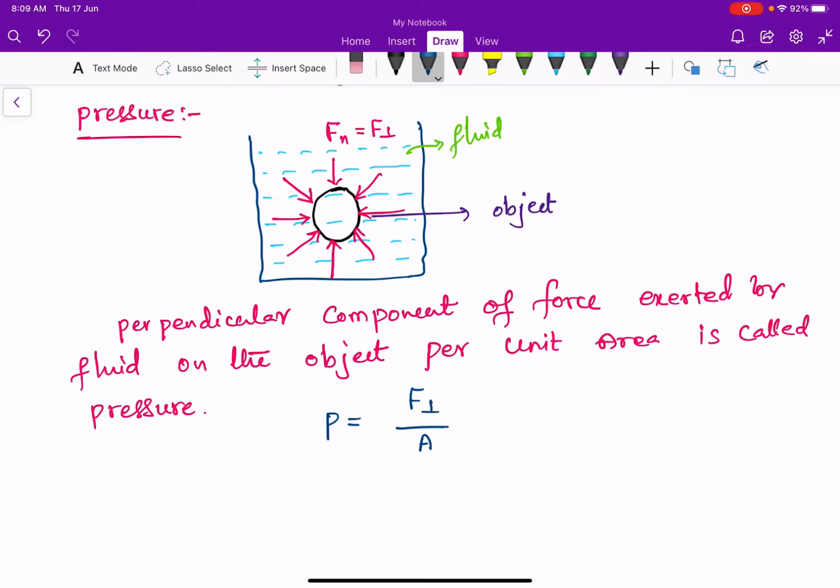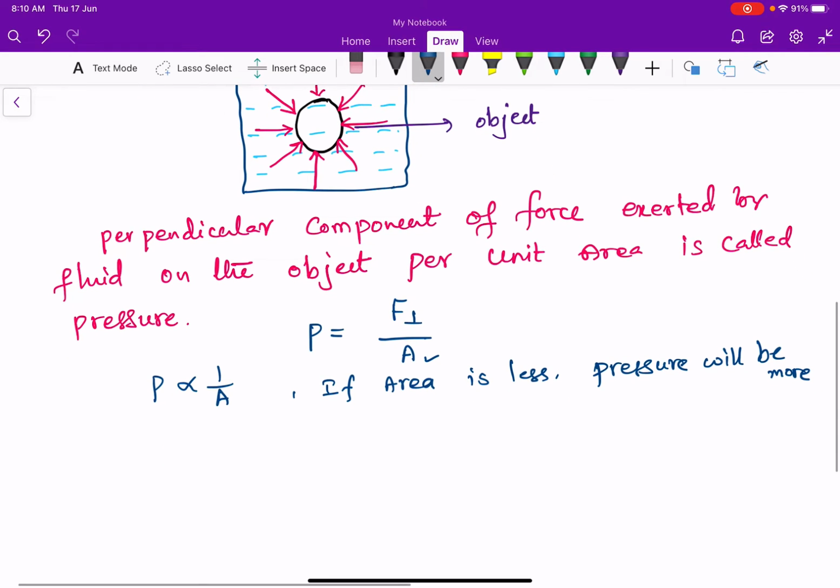So here, if the cross-sectional area is less, the pressure will be more. That means pressure is inversely proportional to cross-sectional area. If area is less, pressure will be more. See, when an elephant steps onto your chest, the area occupied by the foot of the elephant is less, so pressure will be more, so that our ribs will be cracked when an elephant directly steps onto our chest.